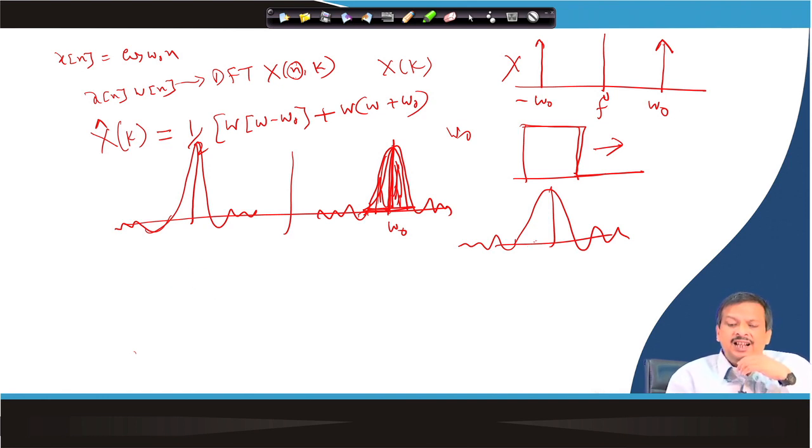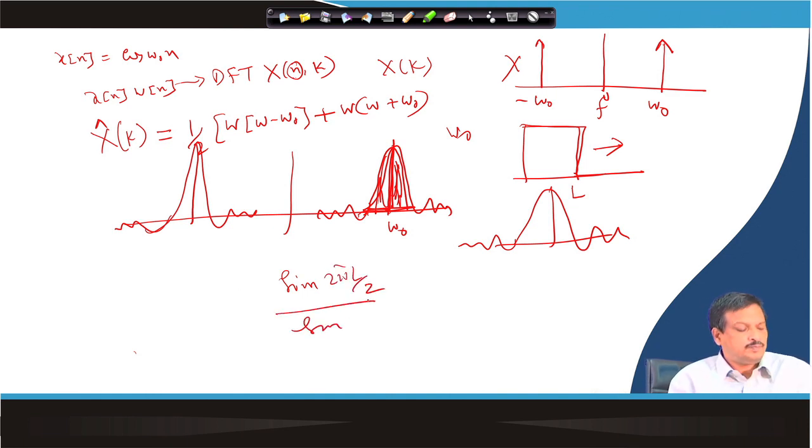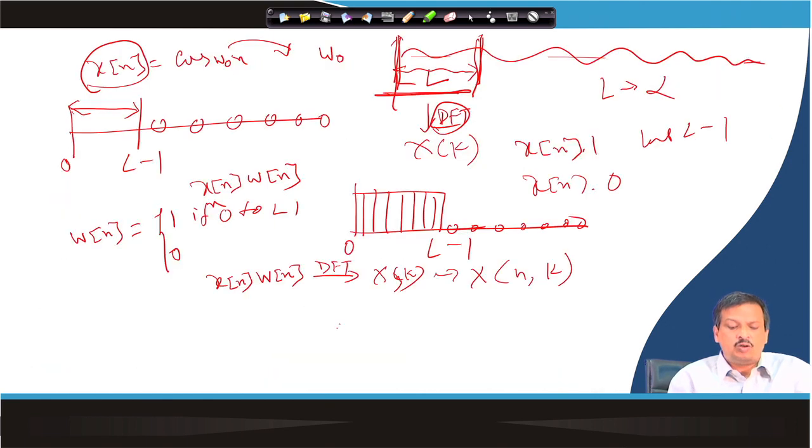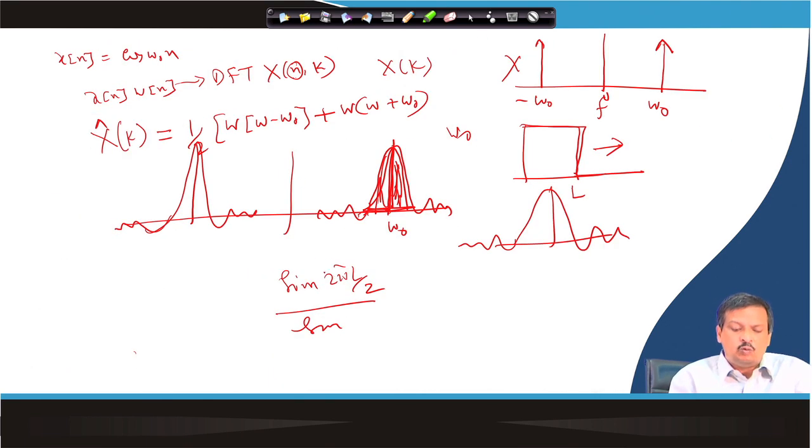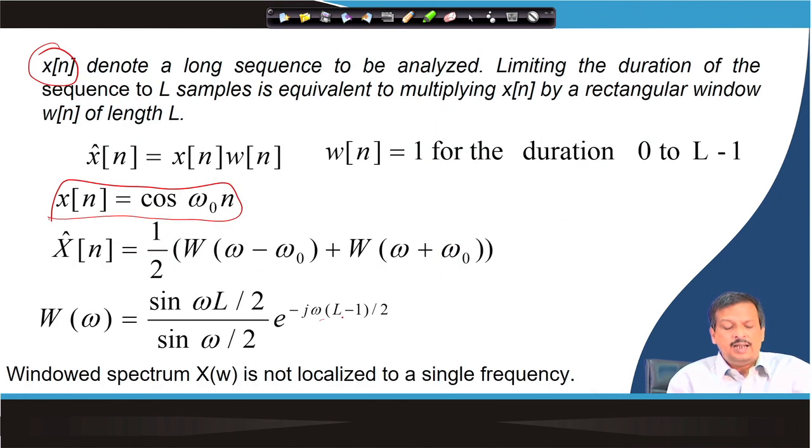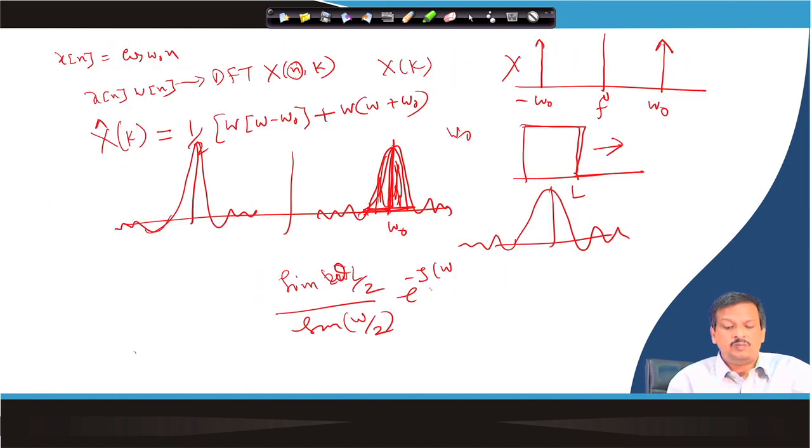You know that if the length of the window is L, then the sinc function is sine of 2 pi L by 2 divided by sine, so not 2 pi, let us say omega. So, sine of omega L by 2 divided by sine of omega by 2, into e to the power minus j omega times L minus 1 divided by 2. So, that is the DFT of this one.